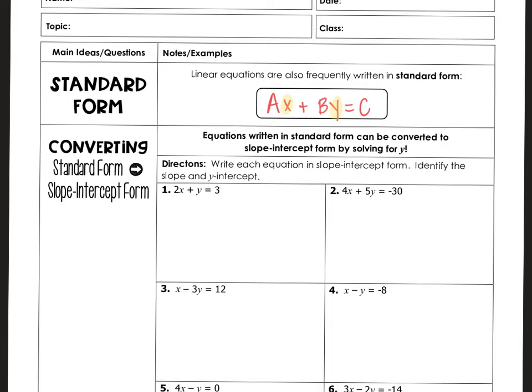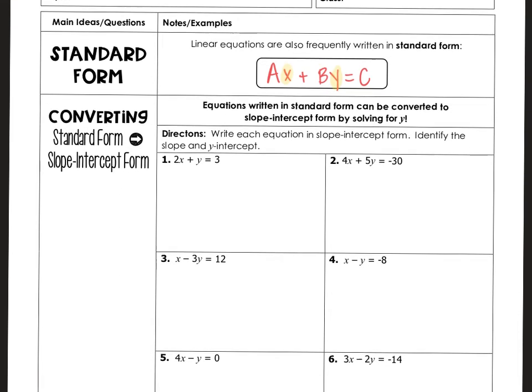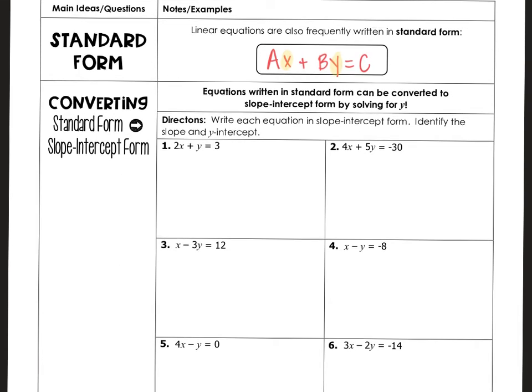All right, so our first activity, we are going to need to convert standard form into slope-intercept form. So we are going to need to move our equation from ax plus by equals c and convert that to look like y equals mx plus b, and that's slope-intercept form. So what we need to do is get y by itself.